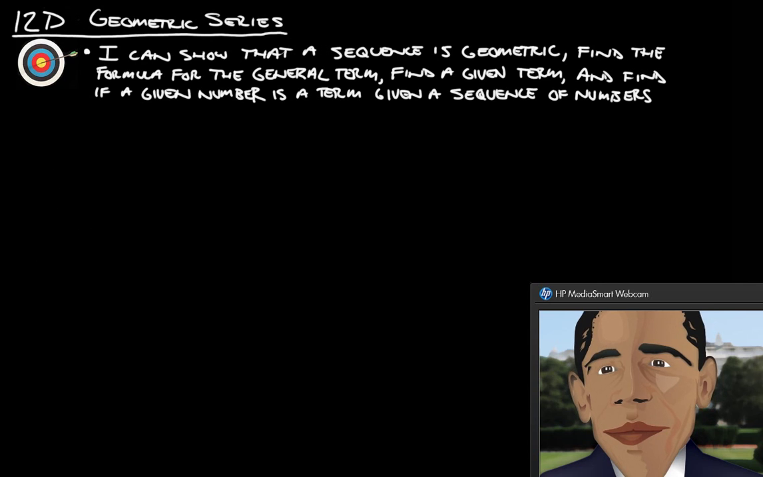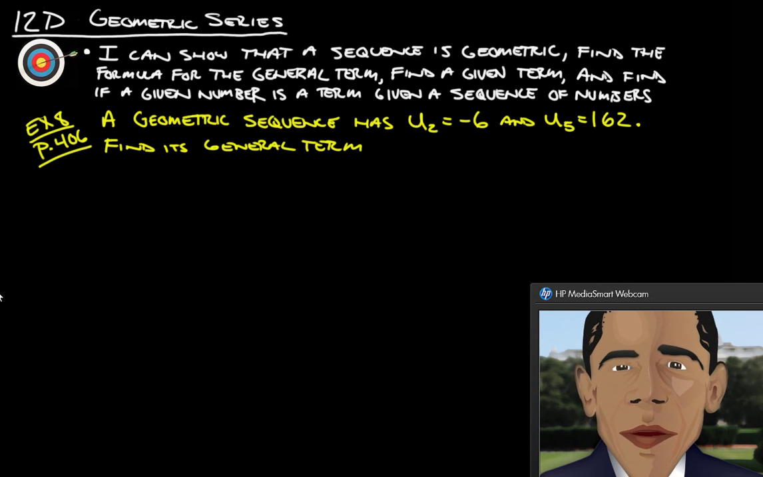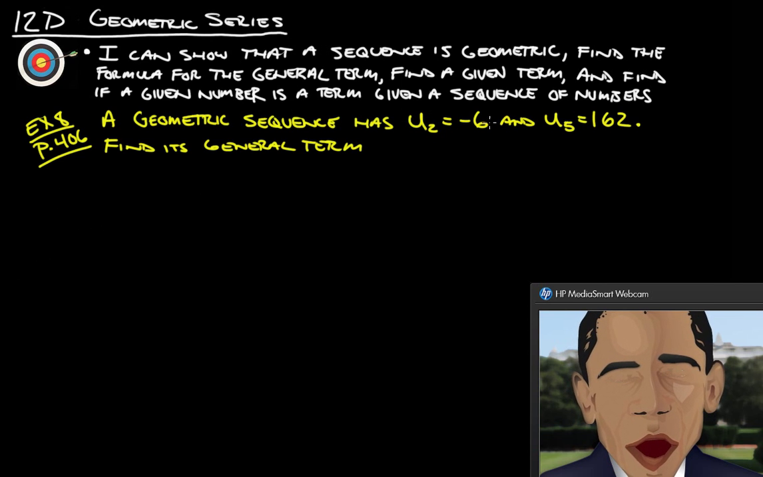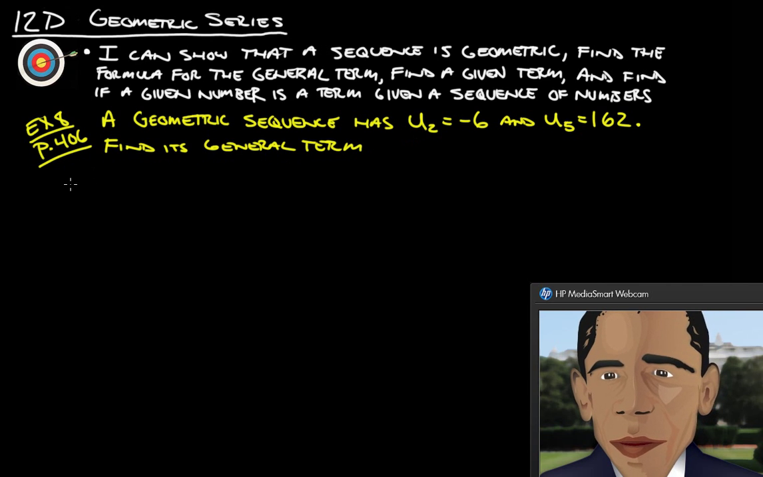All right, last example. Example 8, page 406. A geometric sequence has u sub 2 equals negative 6 and u sub 5 equals 162. Find its general term. So what this means is the second term is negative 6 and the fifth term is 162. So again, I'm just going to draw out a little table here.